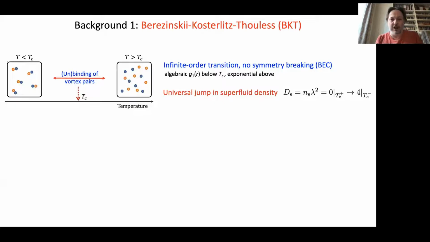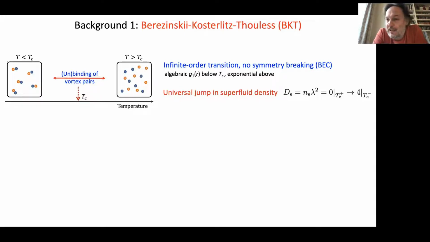The first background slide is on the BKT phase transition in 2D. This is a topological phase transition associated with binding or unbinding of quantized vortices of opposite circulations, depending on whether you go to low or to high temperature. It's an infinite order phase transition that doesn't involve any symmetry breaking, so no Bose-Einstein condensation in our context. There's a change from algebraic decay of correlations to exponential decay of correlations below and above T_C, respectively.